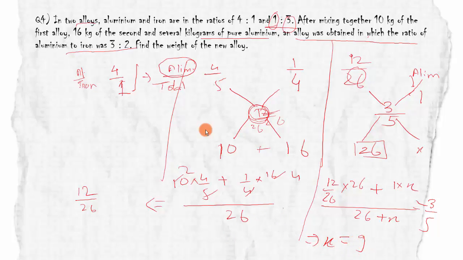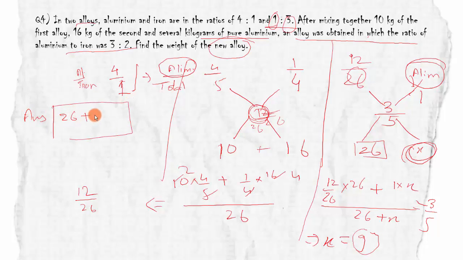Now what is the question? Find the weight of the new alloy, not only aluminum. So what was x here? x is aluminum, right? So we have 9 kg aluminum. What was the weight of the new alloy? 26 plus x, equal to 26 plus 9, equal to 35. So our answer is 35.